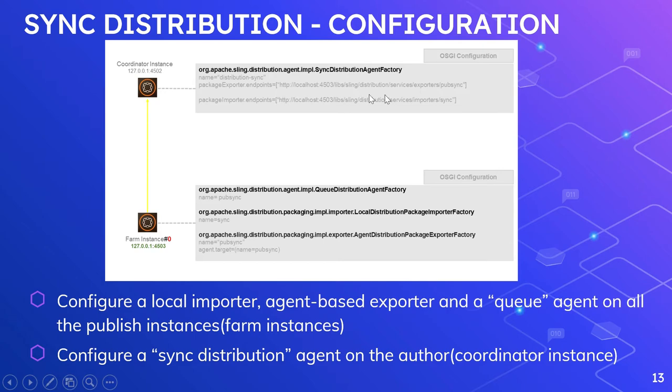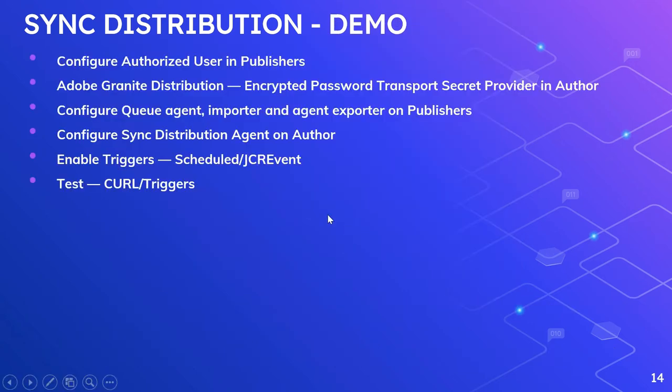Then you can configure other publishers, for example 4505, with the corresponding endpoint. The exporter and importer names are going to be the same; only the port number and the host name are going to be different. In the same way you can configure multiple importers, so that you can sync the data between n publish instances. Let us now see the demo on sync distribution.